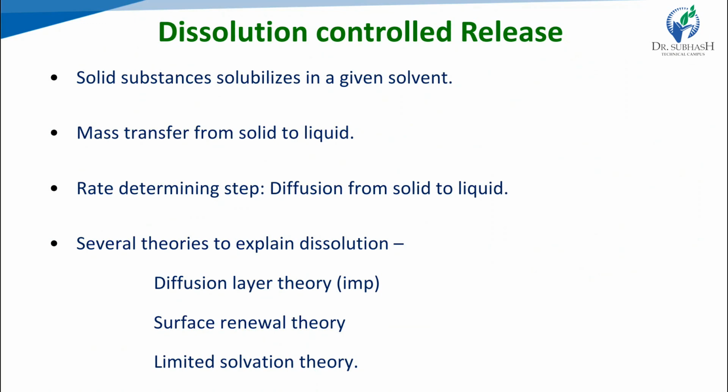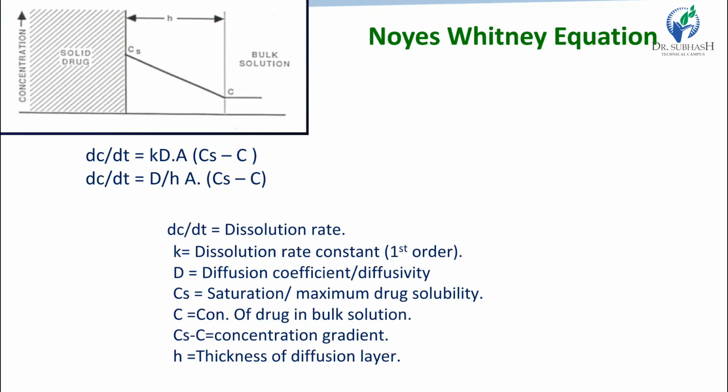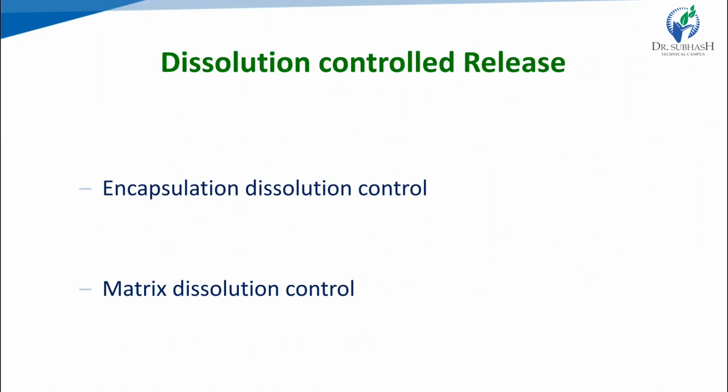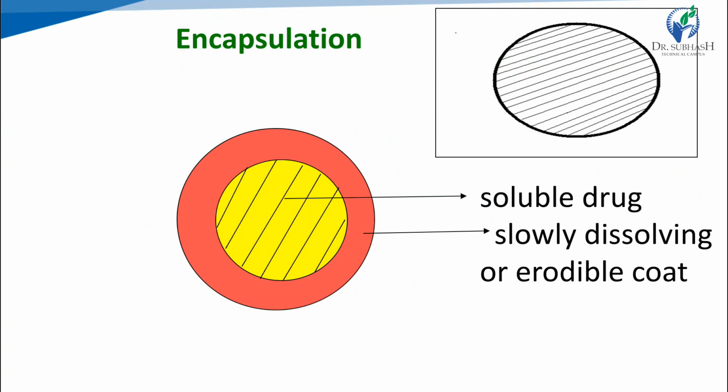Various theories are there to explain the dissolution process. Widely applied is the diffusion layer theory, the stagnant layer theory. Other than that, the surface renewal theory and the limited solvation theory. So there are three theories which explain the dissolution process. We express the dissolution process or solubility process by the Noyes-Whitney equation. Dissolution control is further classified into encapsulation based and matrix type dissolution release.